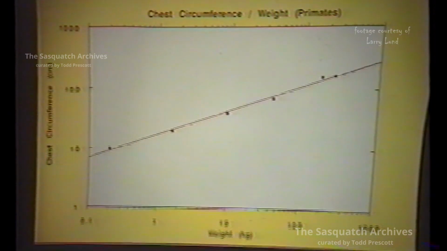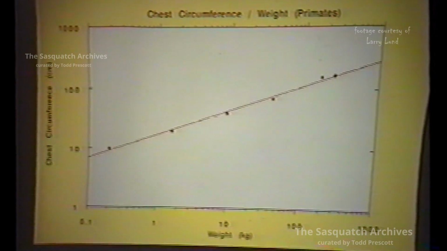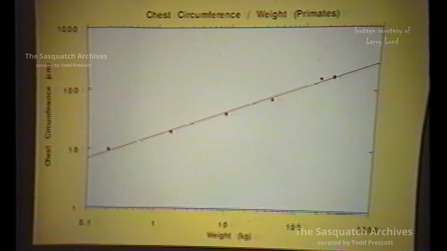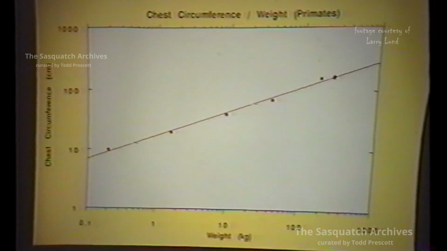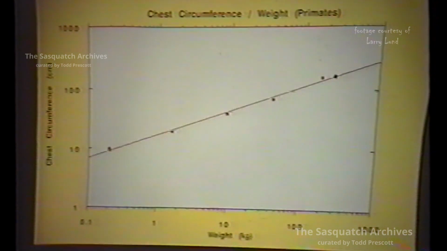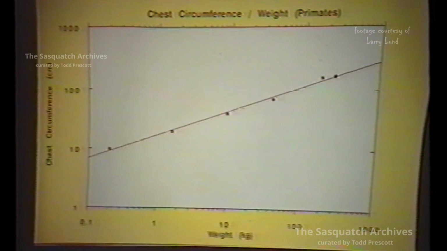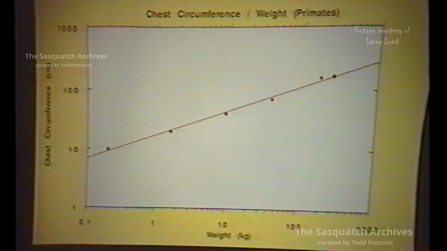Now, since this line extends from tamarins to gorillas, there's absolutely no reason why that little extension there to the right shouldn't cover all the Sasquatches. So I've, on the assumption that chest circumference, which is a linear measurement, scales directly to height of the Sasquatch, which is a linear measurement, I've expanded that.